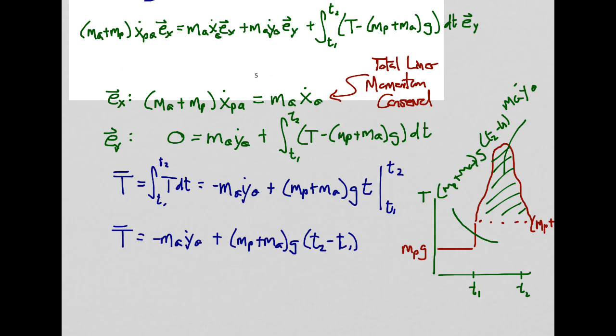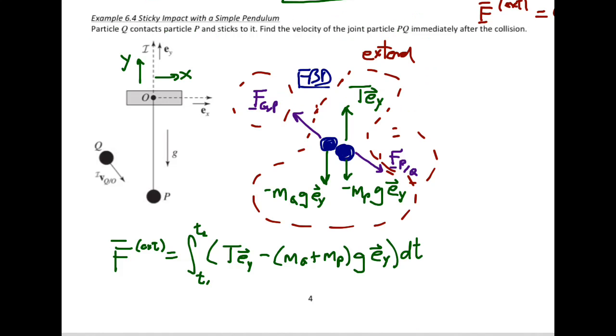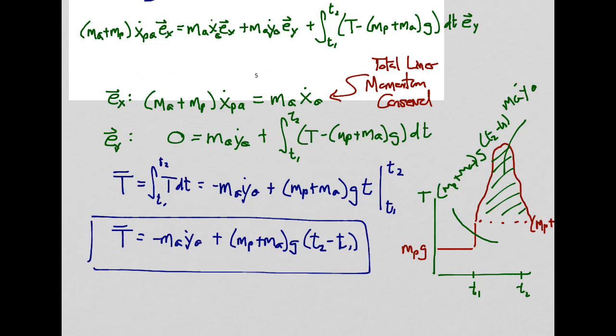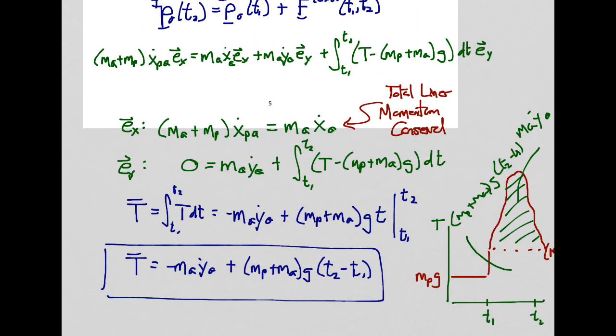So what we've done is take a look at this system in which we have a particle Q that's contacting particle P. They stick together, and then we have a transfer of momentum, a complete conservation of momentum in the EX direction, and then a loss of momentum in the EY direction. And so the initial problem asked us to solve for the velocity right after the impulse occurs, at time 2, after they stick together.